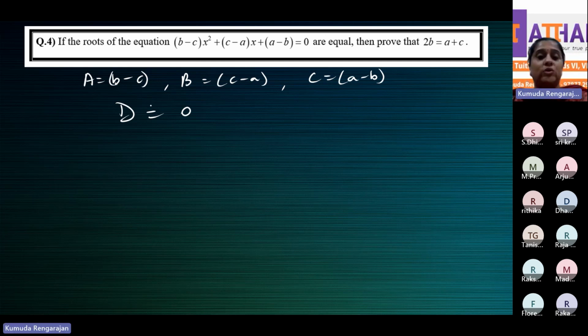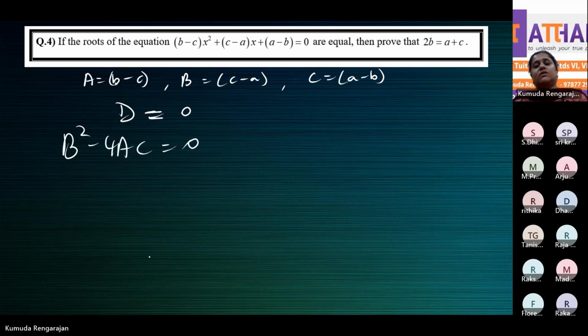All right. So we know that D is equal to 0, because roots are equal. That means B square minus 4AC is equal to 0, because D is B square minus 4AC.